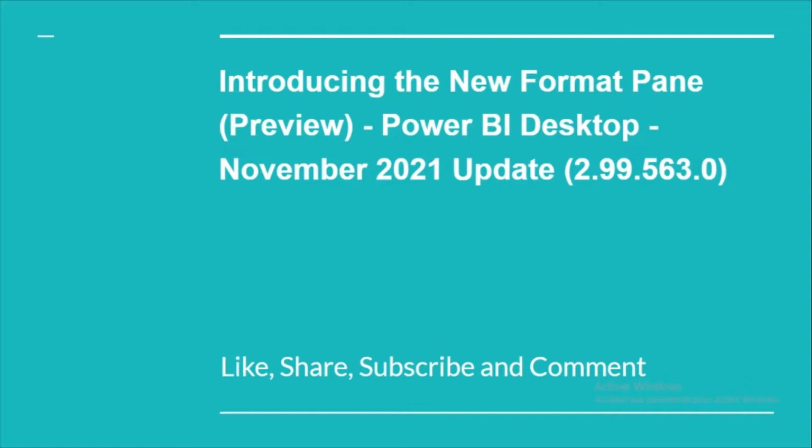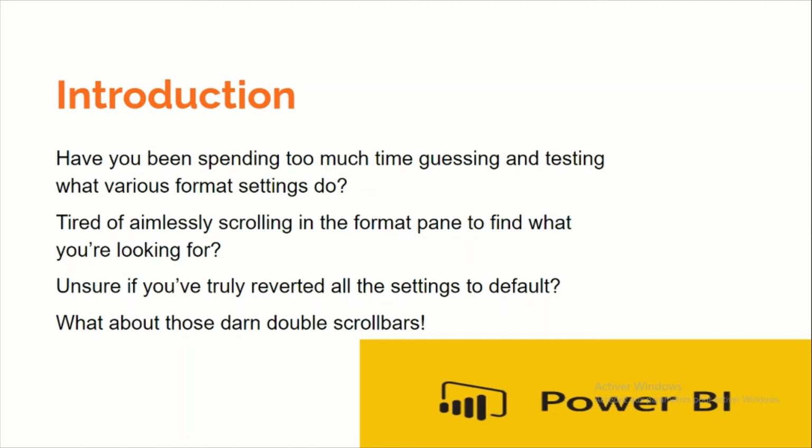Today I'm going to introduce the new format pane from the November 2021 update of Power BI Desktop's new features. Okay, so first of all let me start with a small introduction and asking some important questions. Have you been spending too much time guessing and testing what various format settings do? Tired of scrolling in the format pane to find what you are looking for, and also ensuring you have truly reverted all the settings to default, and what about those double scroll bars?